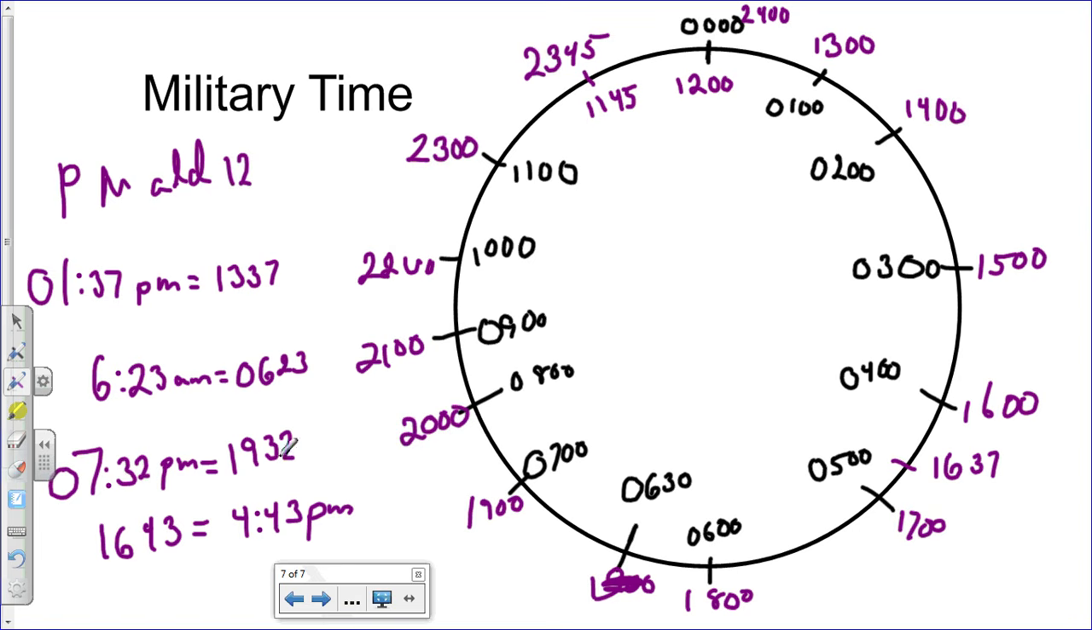So we went 12, 12, 12, 12. AM stays the same. The AMs all look about the same around here on the inside. We just put the 0 in front of it, telling us it's the morning. Adding the 12, things are getting bigger. It's getting closer to midnight there.